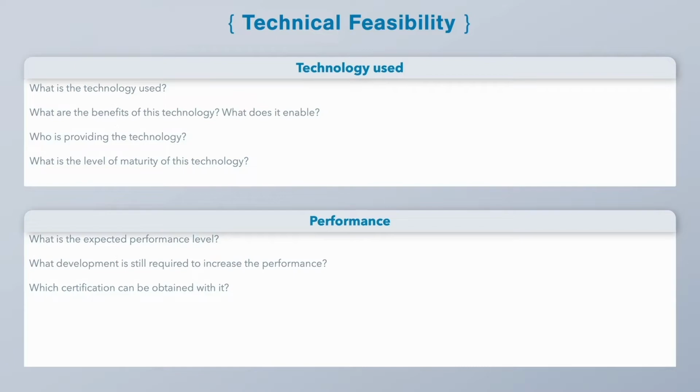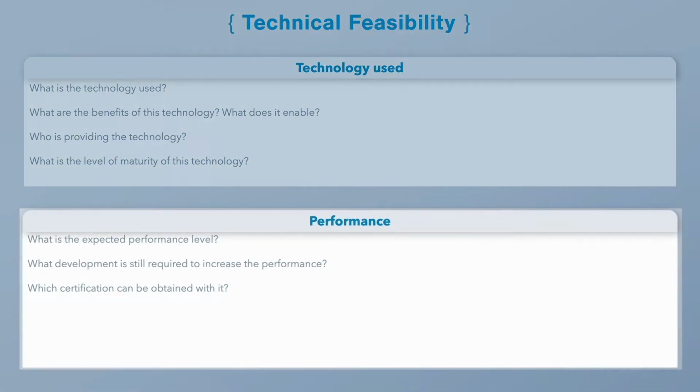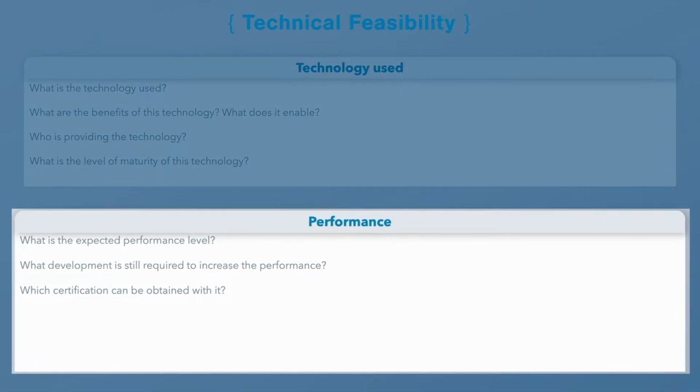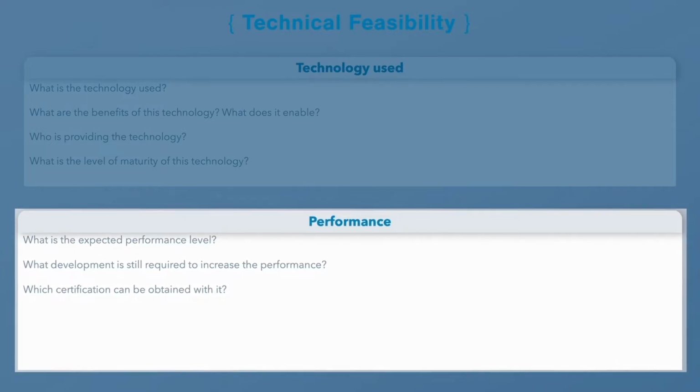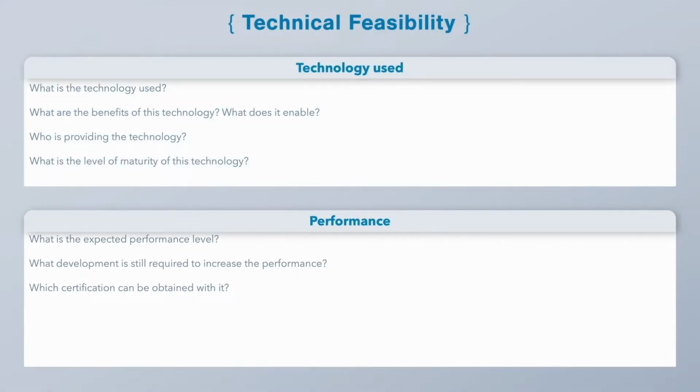the technology readiness level. In the second box, the tool aims to precisely determine the expected performance level, and the work remaining to increase the performance to the desired level. Finally, if it is applicable, the tool recommends the precise certification or standardization that can be obtained with such technology.